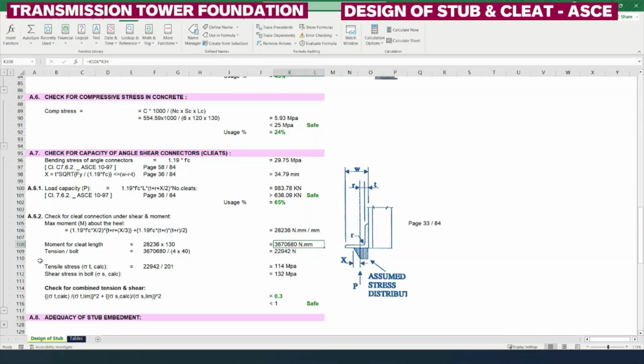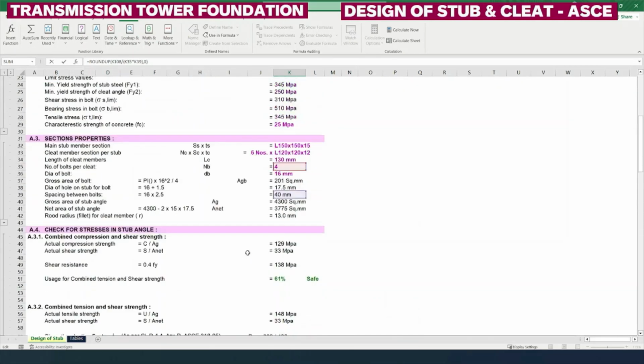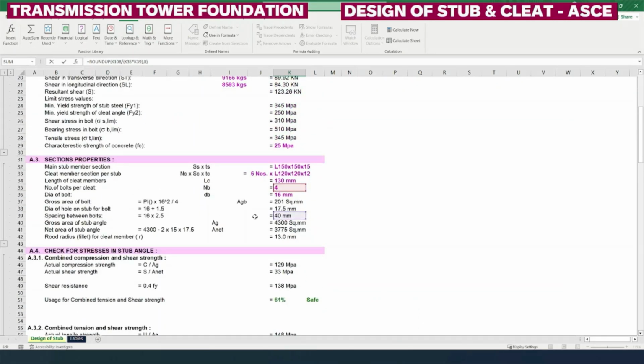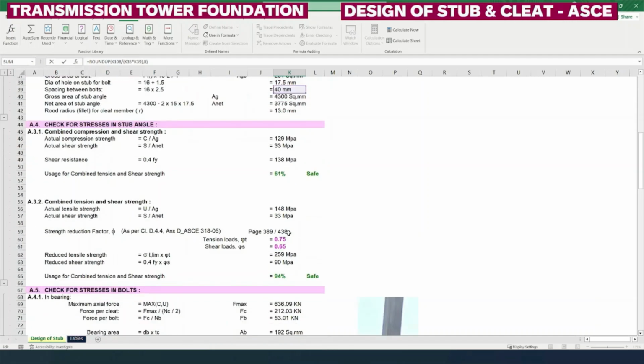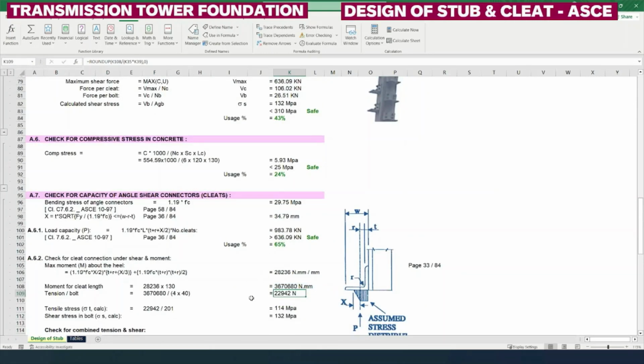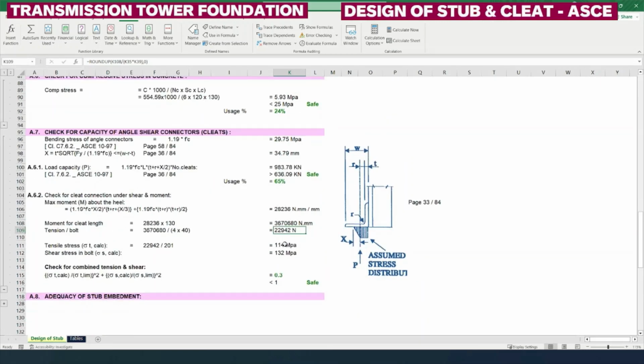And for the tension per bolt, we know that this entire cleat is going to connect with the bolts at 40 mm spacing. The spacing between the bolts we had considered as 40 mm, that is 2.5 times the 16 mm diameter of the bolt, and it is connected with 4 bolts. So by dividing by this 4 with the spacing of 40, we are getting tension per bolt as 22,942 Newton.